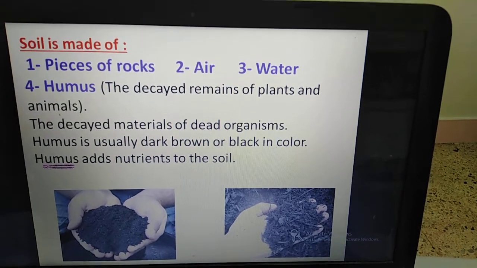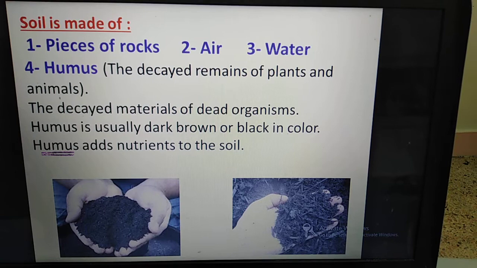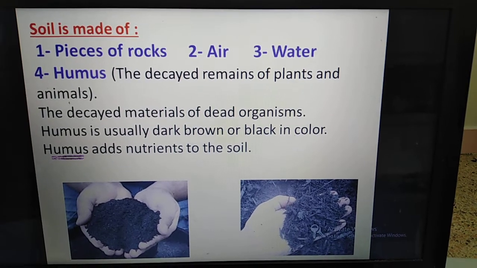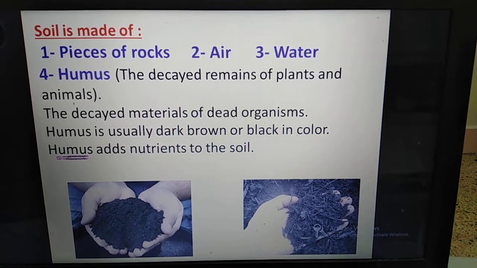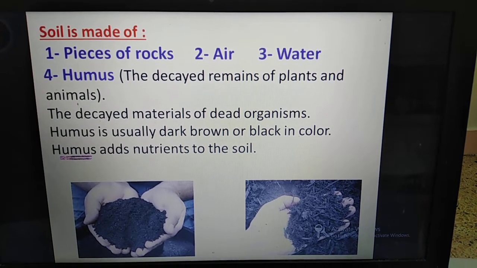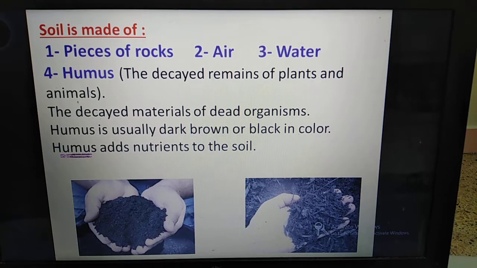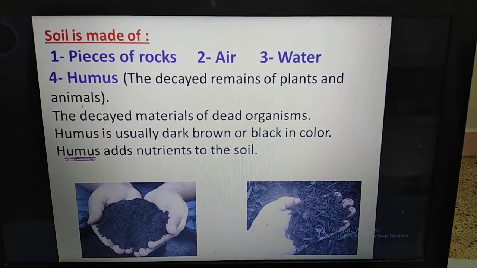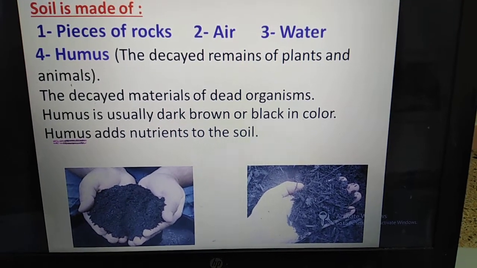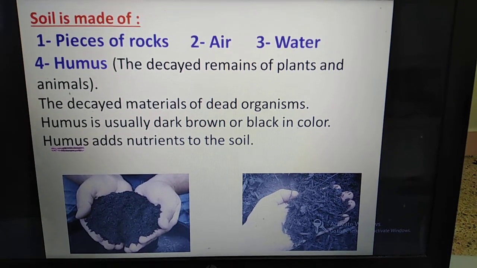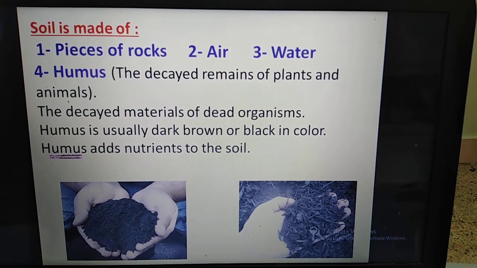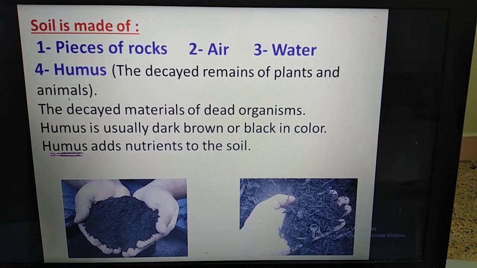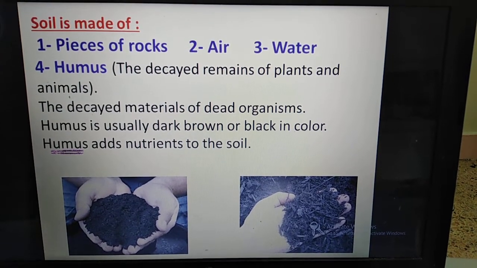Soil is made of, it contains what? It contains small pieces of rocks, air, water, and another component which is called humus. What is the humus? It's the decayed remains of plants and animals. So when plants and animals become dead in the soil, they become humus. The decayed materials of dead organisms, when they become humus, add nutrients to the soil. So humus is very important for the soil because it provides the soil with the nutrients.